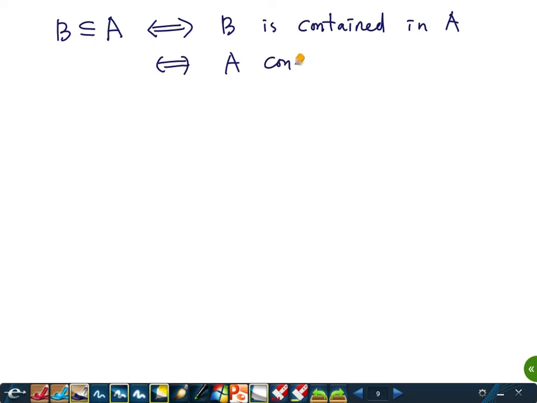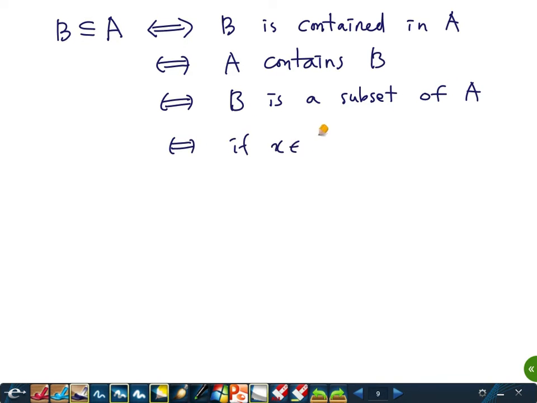Okay, so let me write down some equivalent ways of writing this. So this means B is contained in A, or equivalently A contains B, or equivalently B is a subset of A, or if x is in B, then x is also in A. Yeah, they all mean the same thing. Okay?